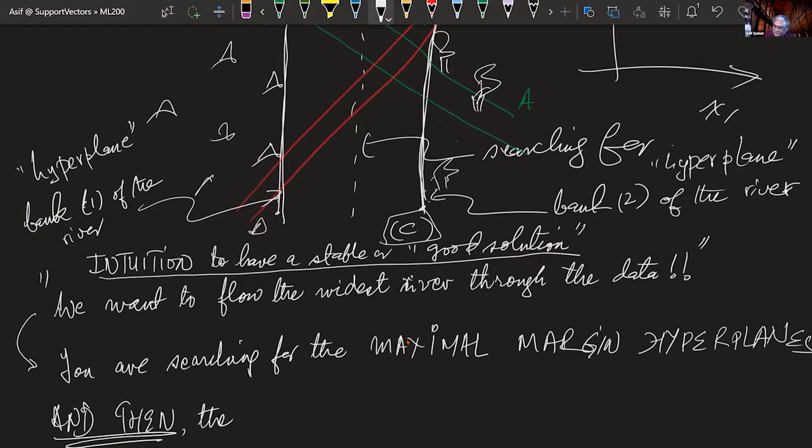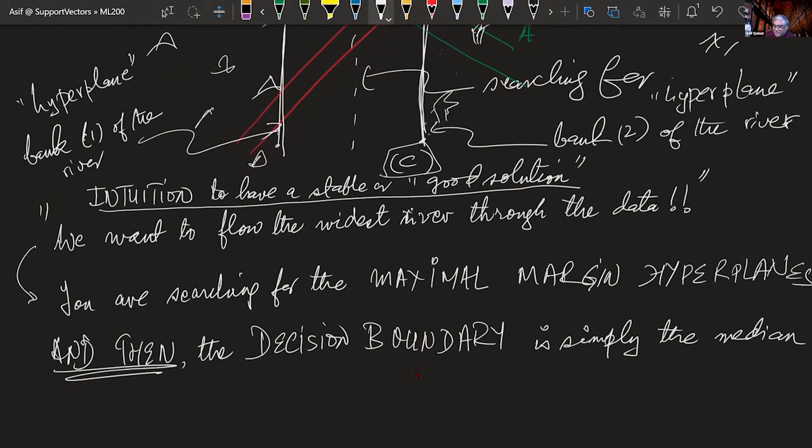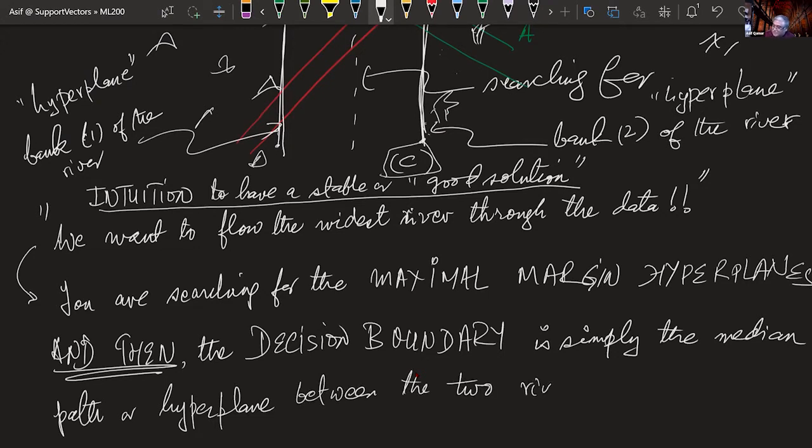And then the decision boundary is simply the median hyperplane, the median path or hyperplane between the two riverbanks, or if you want to use formal language, it is basically the path.